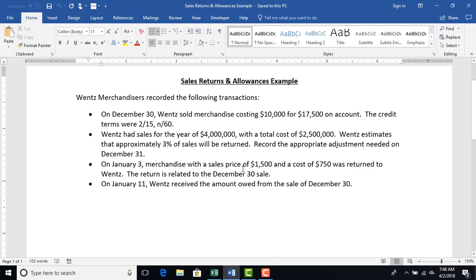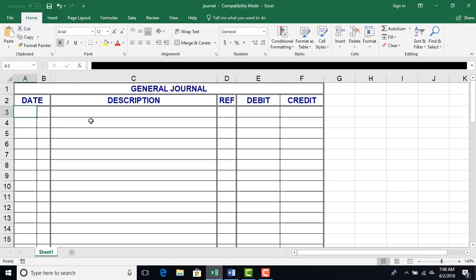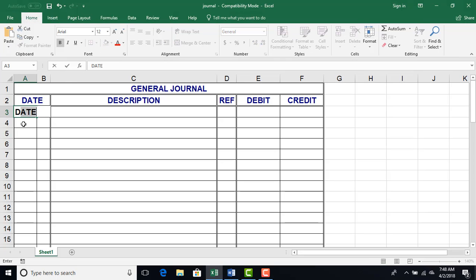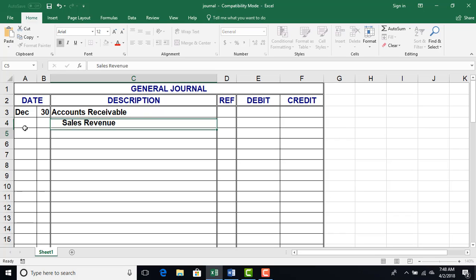So on December 30th, I'll record the following journal entry. I have December 30th here as my date. Remember, anytime we have these sales transactions, it's actually 2 separate journal entries. The first thing I'm going to do is debit accounts receivable, and credit sales revenue. I'll throw the calculation right down here just so we can see where we're getting these numbers from.